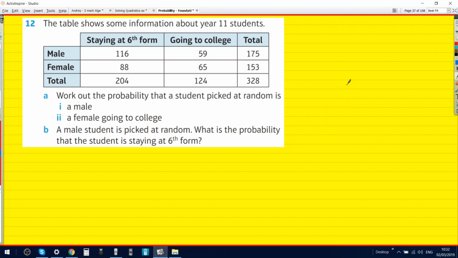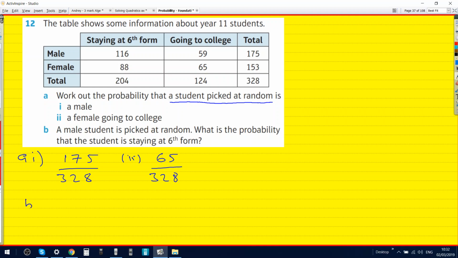Okay. Part A, part 1. So work out the probability that the student at random is male. So will it be 175 over 328? Well done. And female going to college, so that'd be 65 over 124. Over what, sorry? 124. It's a student picked at random. Oh, so it'd be the total, so it'd be 65 over 328. Yes.